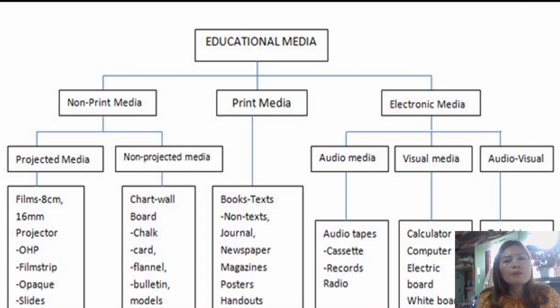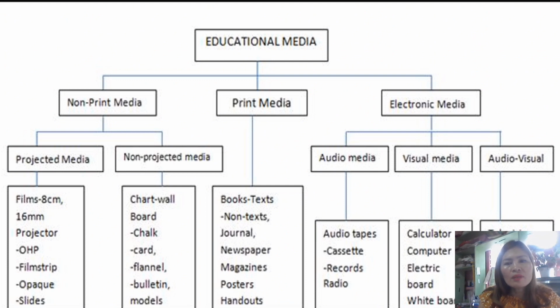Another, we have the print media or the printed media. Printed media refers to all kinds of printed materials such as books, magazines, pictures or photographs, brochures, flyers, newspapers, charts, maps, and others.